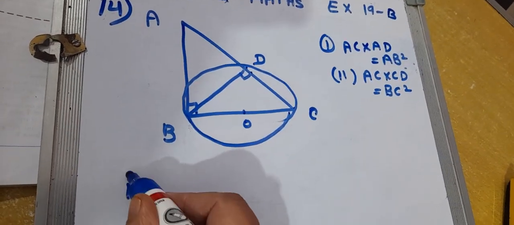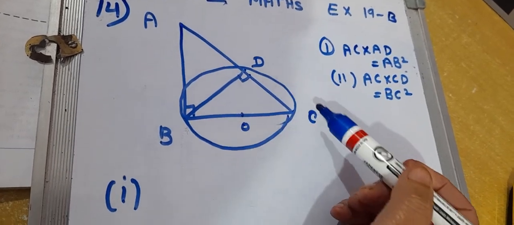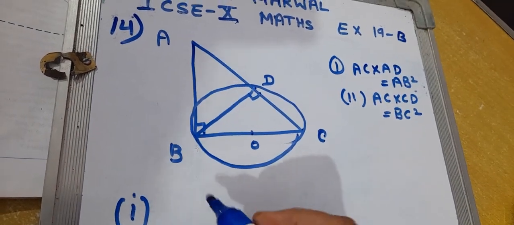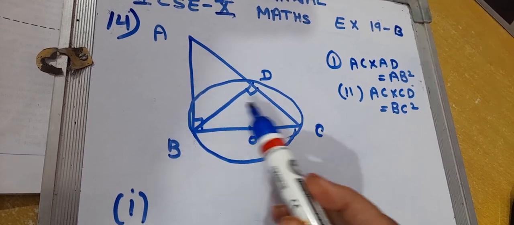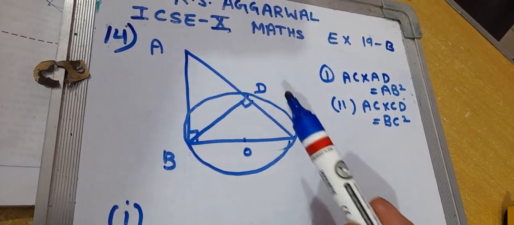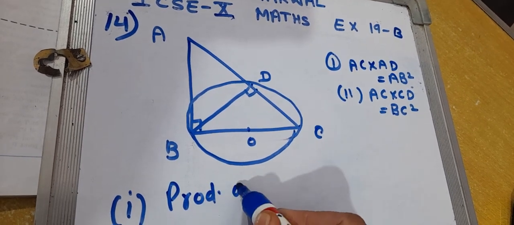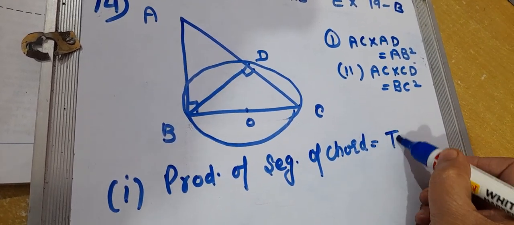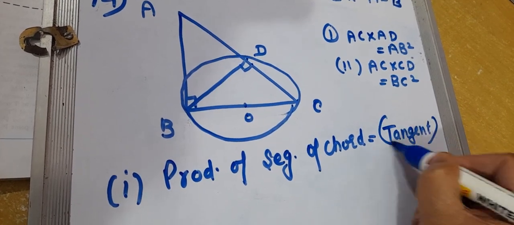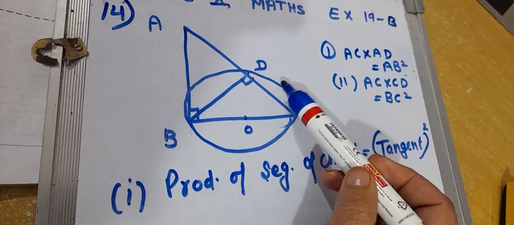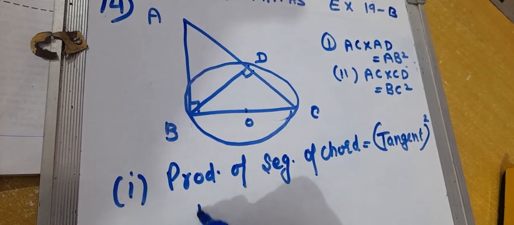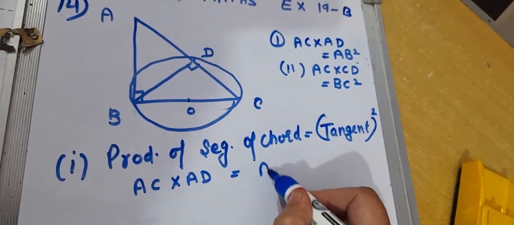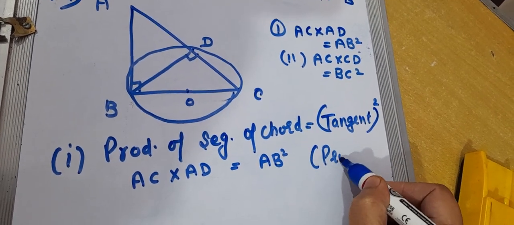Now let's prove the first part. When I have drawn this circle, you see CD is the chord of the circle which meets tangent AB at point A. Therefore, we know that if a chord and a tangent intersect each other externally, then the product of segments of the chord is equal to the square of the tangent. So using this property, the product of segments of chord CD will be AC into AD, and the tangent is AB. So AC into AD equal to AB square. This is the first one that we have proved.